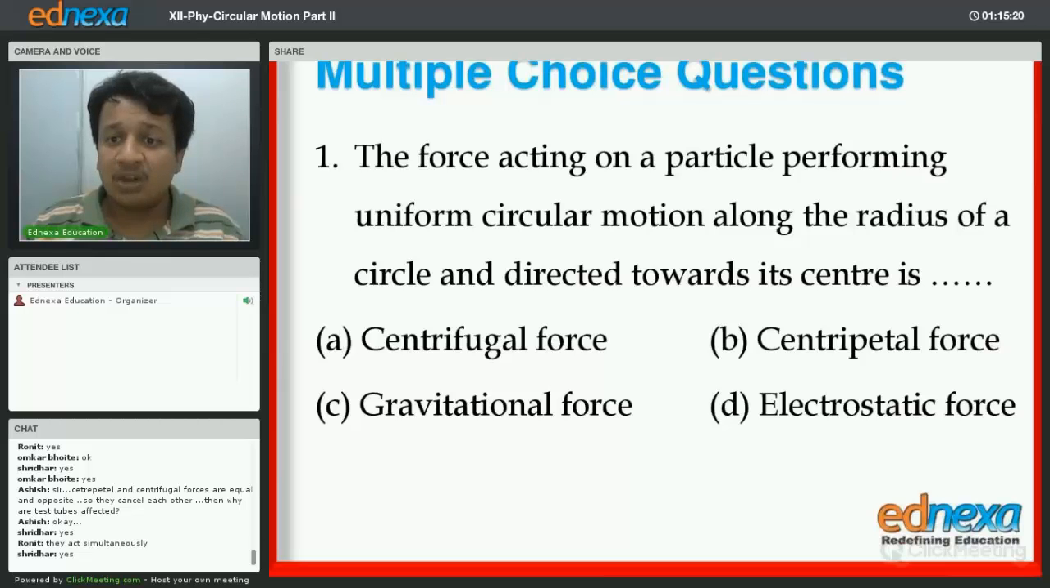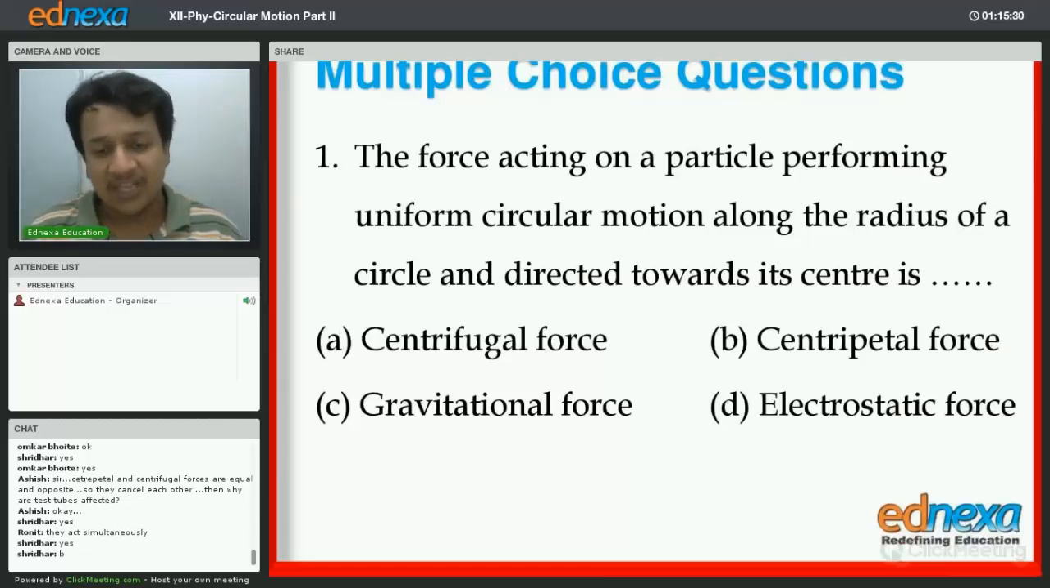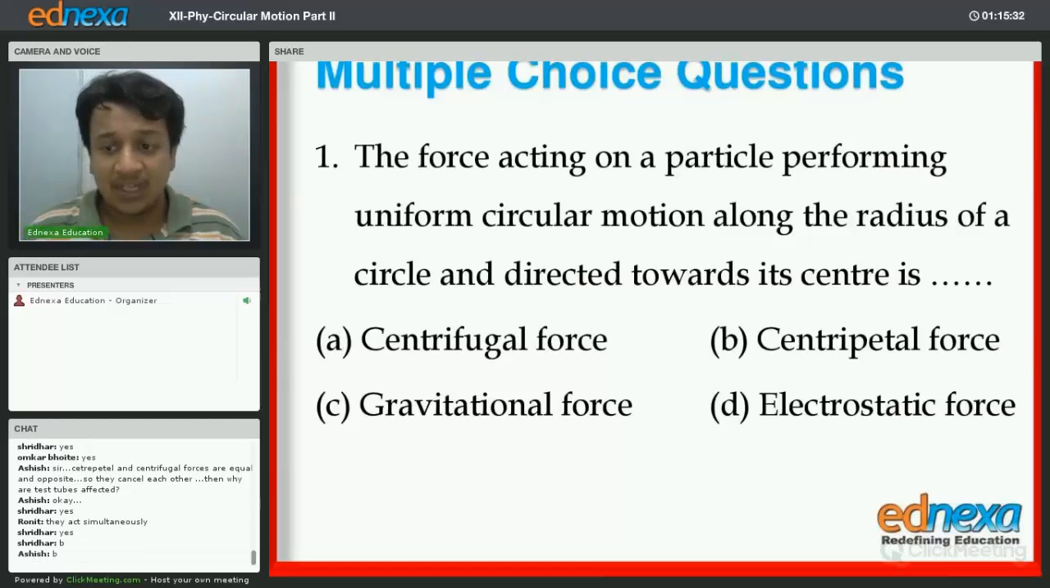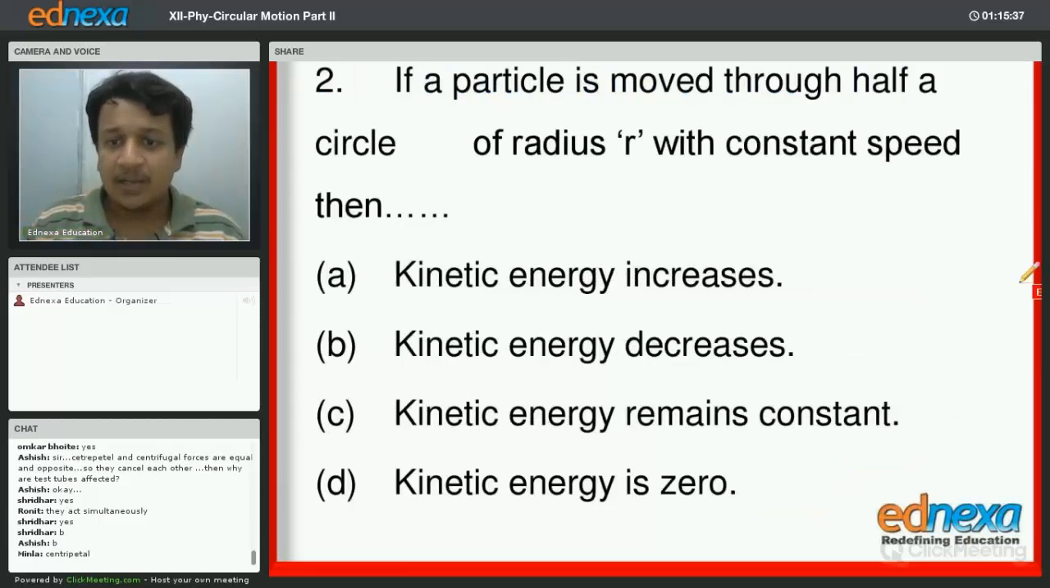One question: the force acting on a particle performing UCM along the radius of the circle directed towards the center is centripetal, centrifugal, sorry, the options are centrifugal, centripetal, gravitational, electrostatic. Yes, Ashish typed correctly, that is centripetal force.